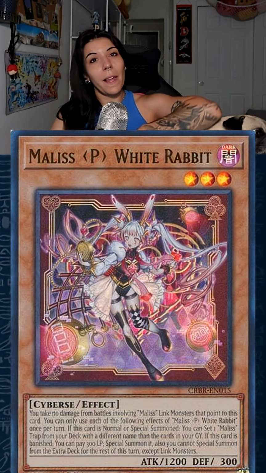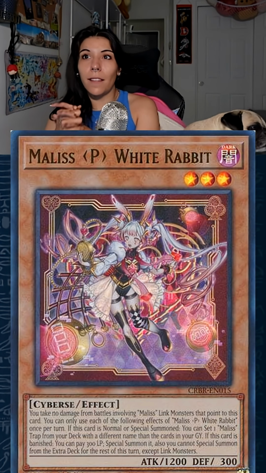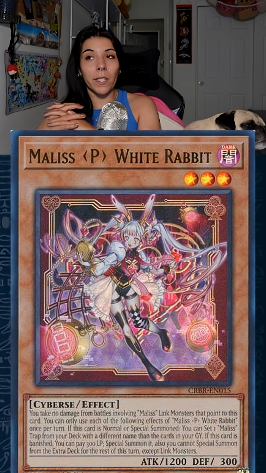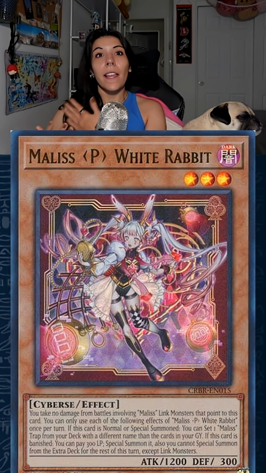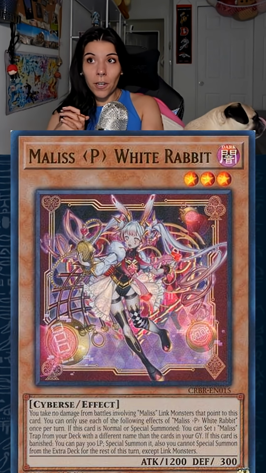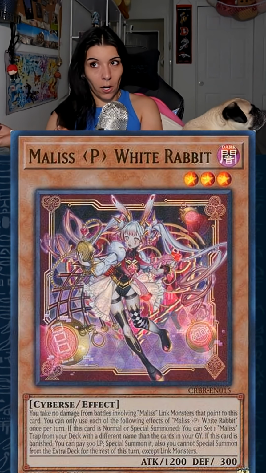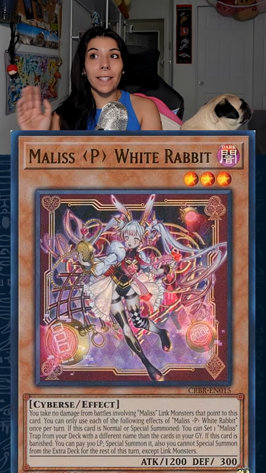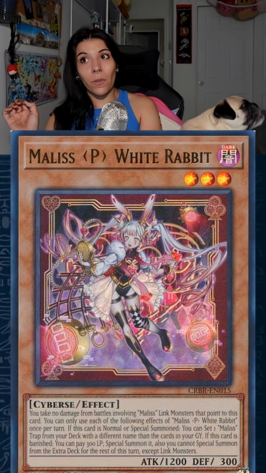Okay, so let's take a look at Malice White Rabbit as an example. So it says, if this card is normal or special summoned, colon. So that means that this card is activating in order to activate the on summon effect. Another activation requirement that this card has is you can pay 300 life points, semicolon, special summon it. So that again is cost.